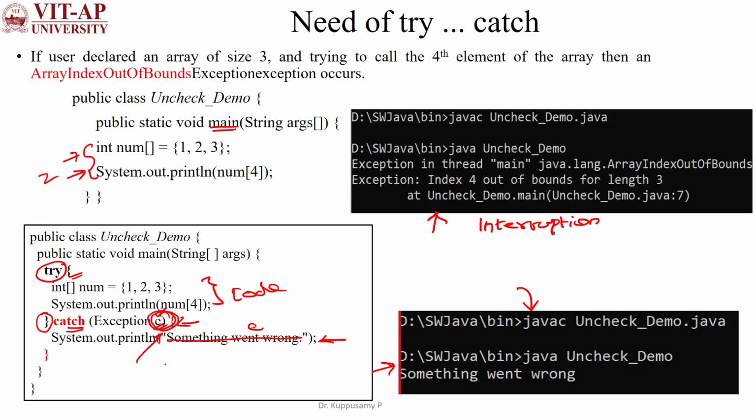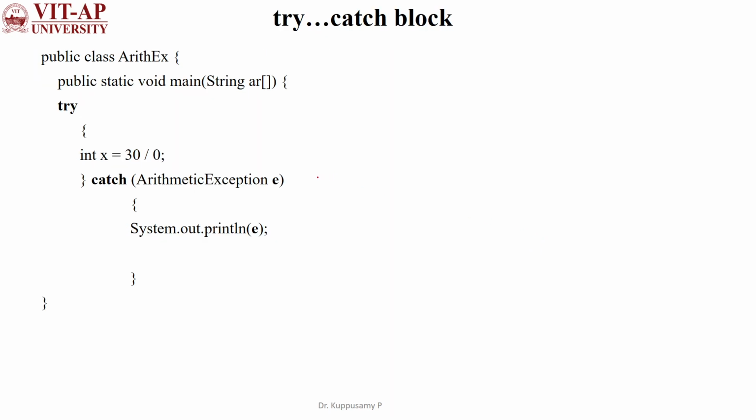So this is the purpose of try catch blocks, which is executing the program without any interruption. Now we will see another example, which has the name Arith with a main method. Inside that I am introducing the try block. Inside the try block I am declaring the integer variable x, which has the value 30 divided by 0. Actually, a number should not be divided by 0.